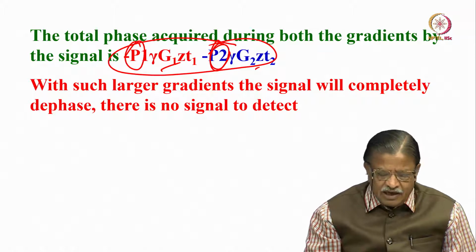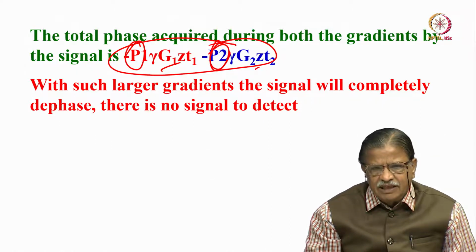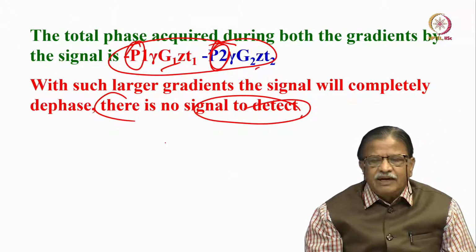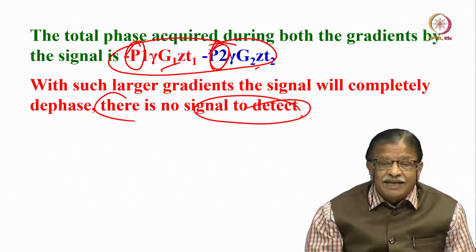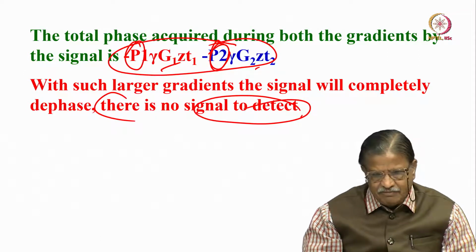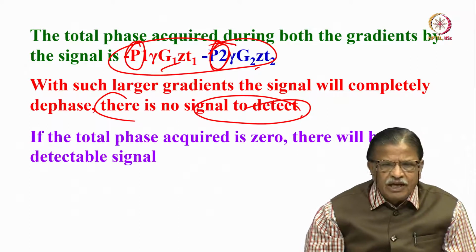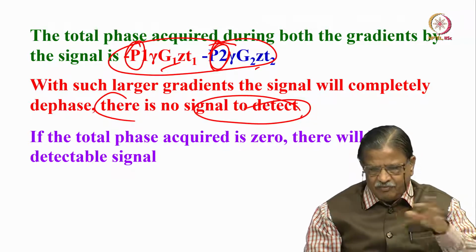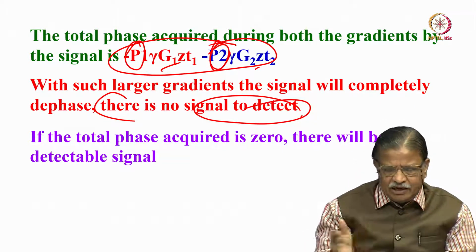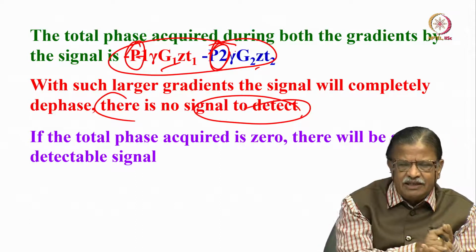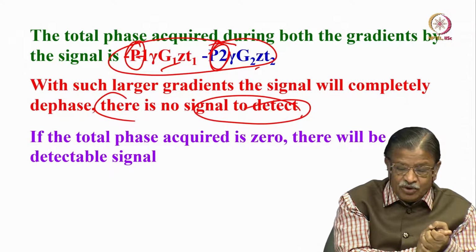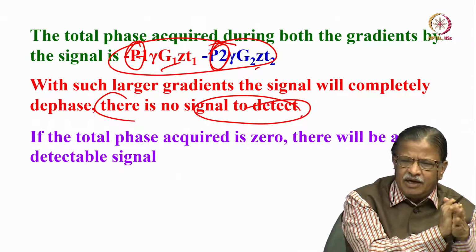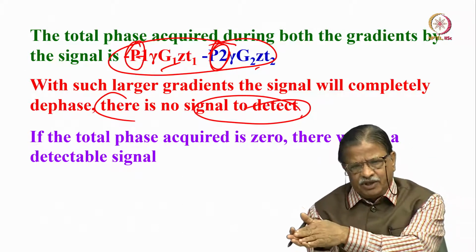Now, with such a large gradient, the signal will completely dephase and there is no signal to detect. Then what is the point in applying the gradient if we can't detect the signal? We must detect the signal, that is our aim. So, what to do? If somehow I make the total phase 0, instead of the total phase being something quite different with a large gradient, then you do not see the signal. Instead, I will ensure that whatever phase the coherence order P1 acquires during G1 and the coherence order P2 acquires during G2 does not matter.